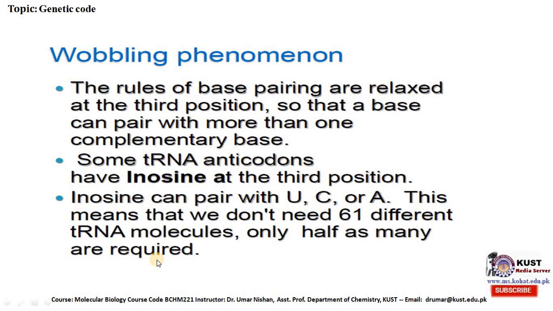So in case this wobble phenomenon was not there, we would require 61 different transfer RNA. But because of this wobble phenomenon, some transfer RNA anticodons have this adenosine at the 3rd position. It can pair with U, C, or A, which results in a situation where we don't need 61 different transfer RNA molecules. Only half as many are required.